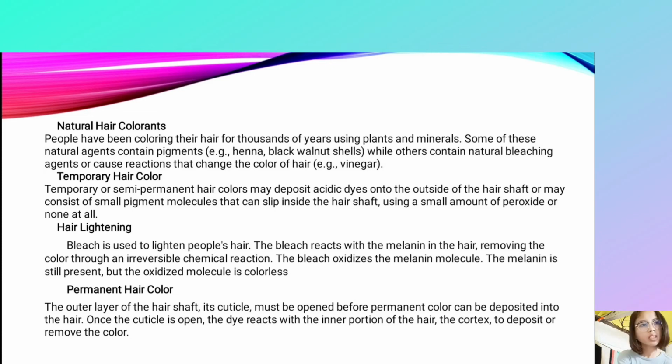So, if we bleach or something, we should have a hair treatment so it won't dry out or become brittle like that. So, the next is the permanent hair color.